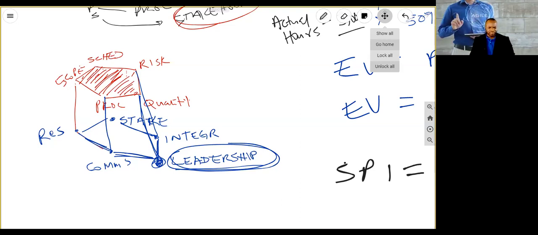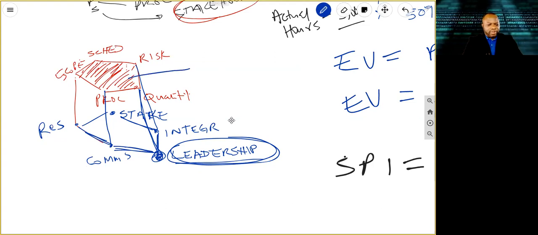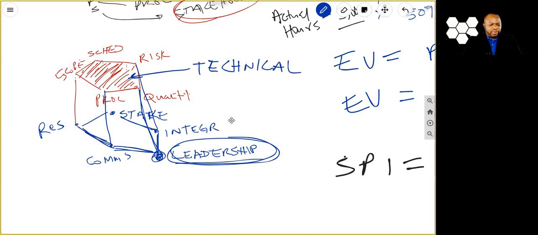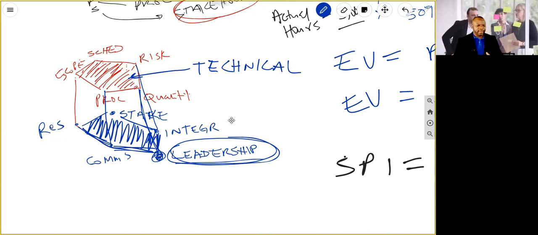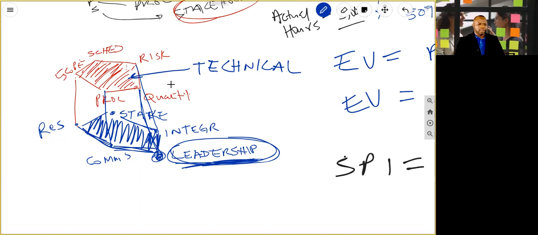So my friends, if you are leading a project, you don't have visibility of one dimension or the other, I want you to always think about what I'm showing you here. Think about scope, schedule, risk, procurements, and quality, and these things being of a more technical nature. You could say they're more technical. But when it comes to the bottom piece right here, resources, communications, stakeholder, being able to integrate everything, and of course, leadership, you can get a whole lot more bang for the buck by focusing on these things.